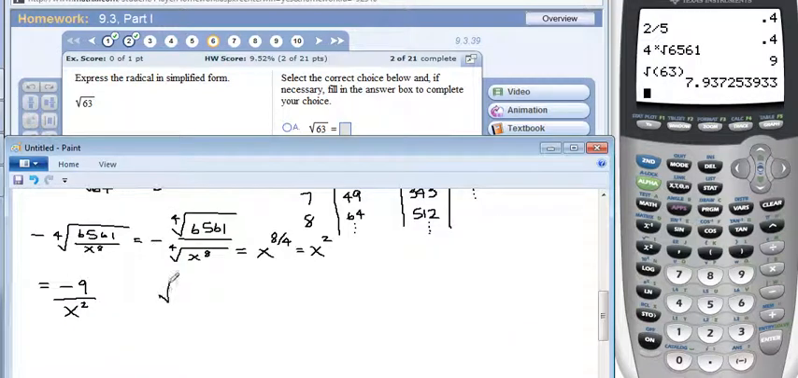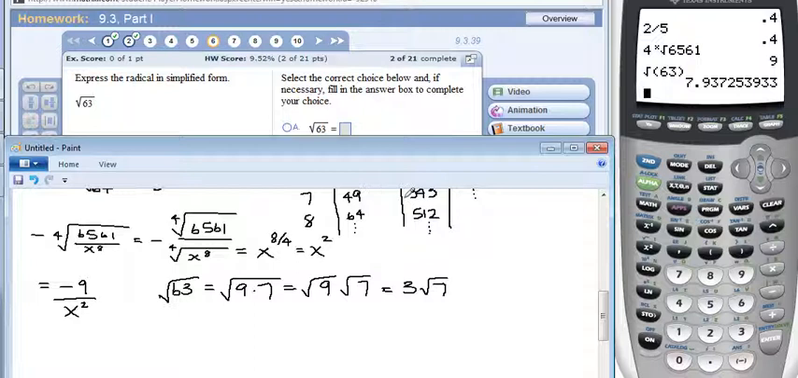So my square root of 63 can be rewritten as the square root of 9 times 7. Now using my product rule, I can split these. This piece is 3. This piece is the square root of 7. I can't do anything with that.